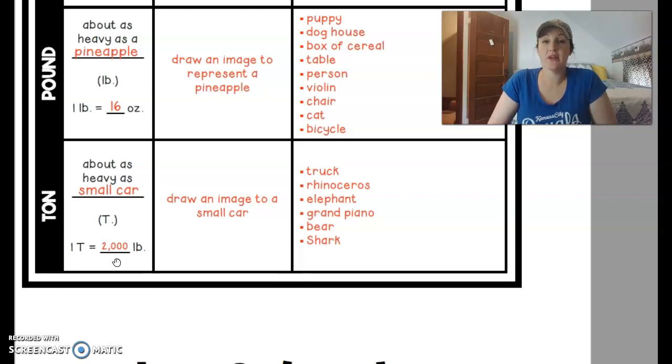You could even Google some things if your parent is okay with that, and look up some things that weigh a ton and a pound and an ounce, so you can use some other things. You don't have to use the things that I have listed.